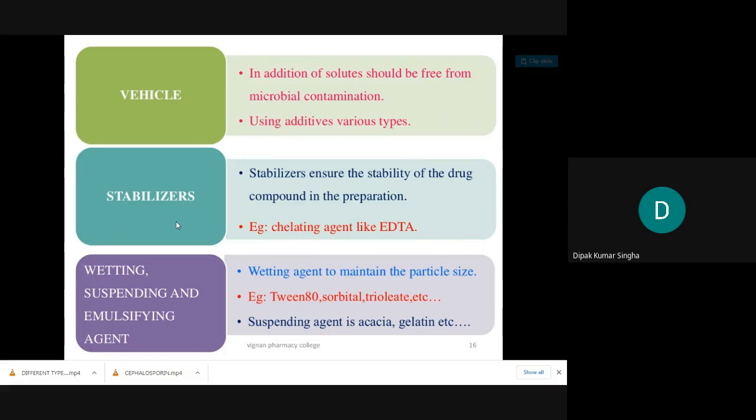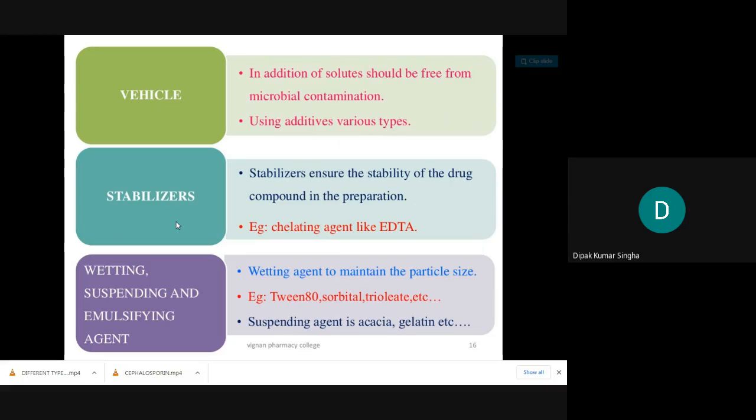How do you stabilize that? There are accelerated stability studies for the formulation. So it is another parameter, how it will remain stable for a longer period of time. Stabilizers enhance the stability of the drugs in the preparation, such as chelating agents or other types of agents. Sometimes sodium chloride is also a stabilizing agent, or antioxidants, which are used as stabilizing agents.